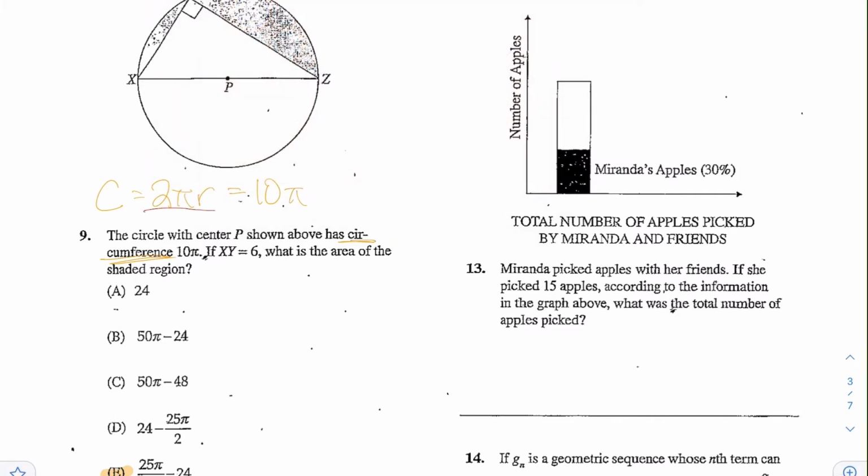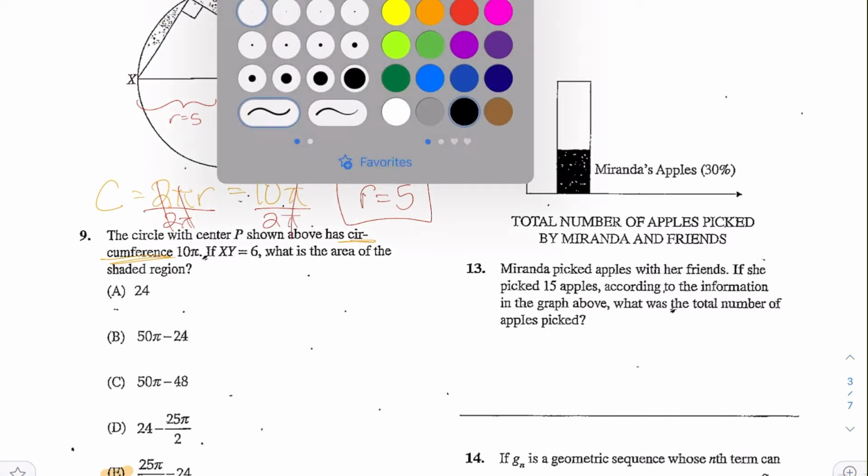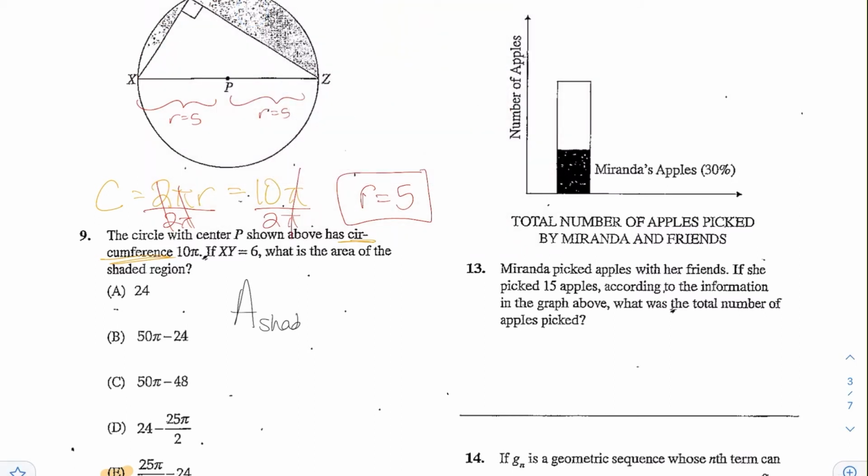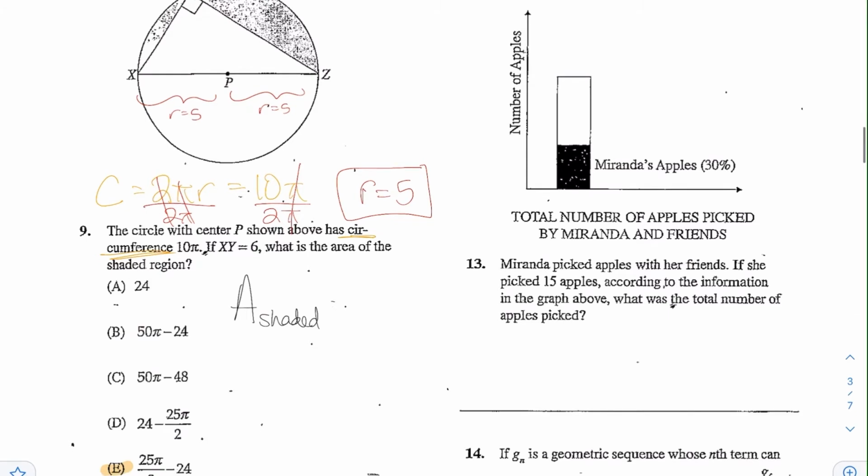So from here, if you divide both sides by 2 pi, you get that the radius is equal to 5, or 10 over 2. So you know that radius is equal to 5. And to get this shaded area, kind of in a weird place, you actually have to do the area of the semicircle subtracted by the area of the triangle. And that will give you the shaded area.